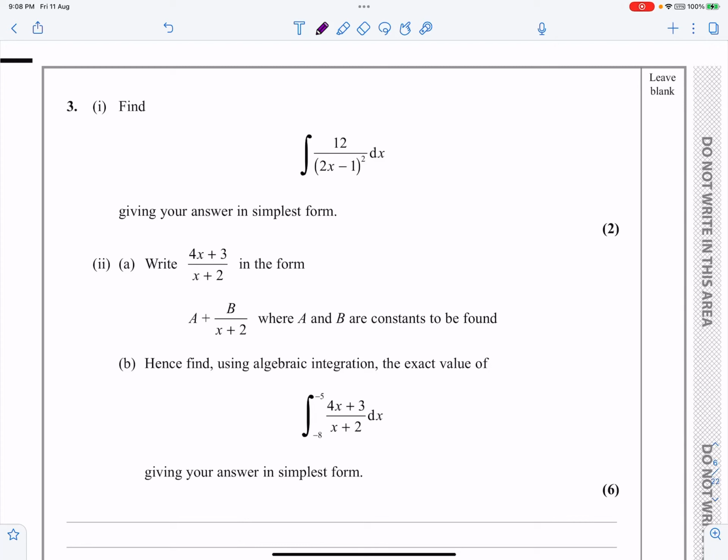Okay, this is the P3 paper from June 2021. It's question number 3. This is an integration question. We're going to be using the reverse chain rule for that bit there. And then we're going to do a little bit of algebraic long division to get this in the right format. And then it will just be a standard integral once we get that far.